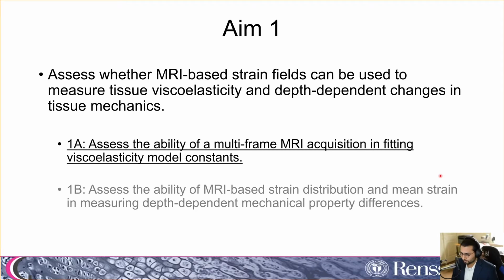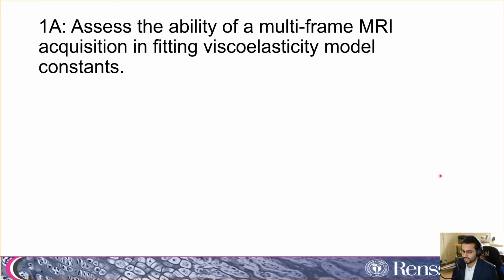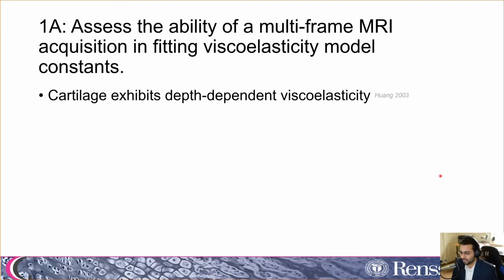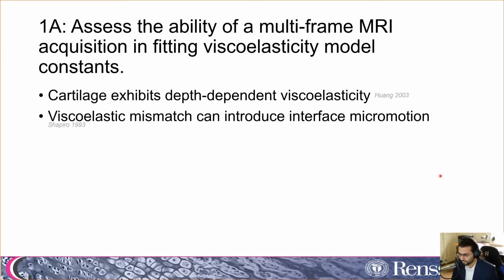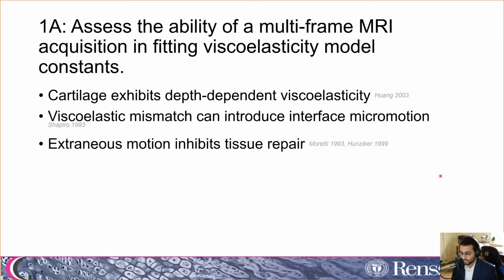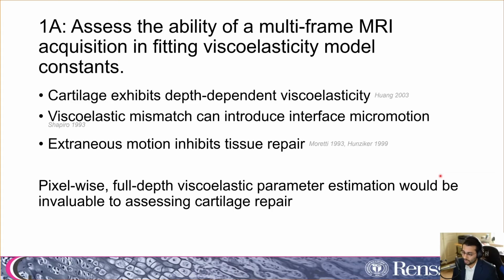So let's start with the first. We want to assess how well MRI acquisitions can look at this tissue viscoelasticity. We know that cartilage exhibits depth-dependent tissue viscoelasticity. That depth-dependent structure has unique properties in each zone. Viscoelastic mismatch can also introduce interface micromotion, and this kind of motion can inhibit tissue repair. So if we were able to visualize the viscoelastic parameters of the tissue to its full depth, it would actually be invaluable to assessing cartilage repair.